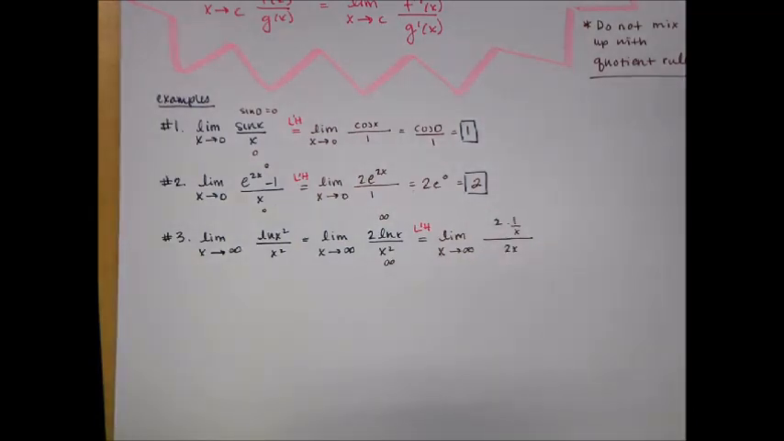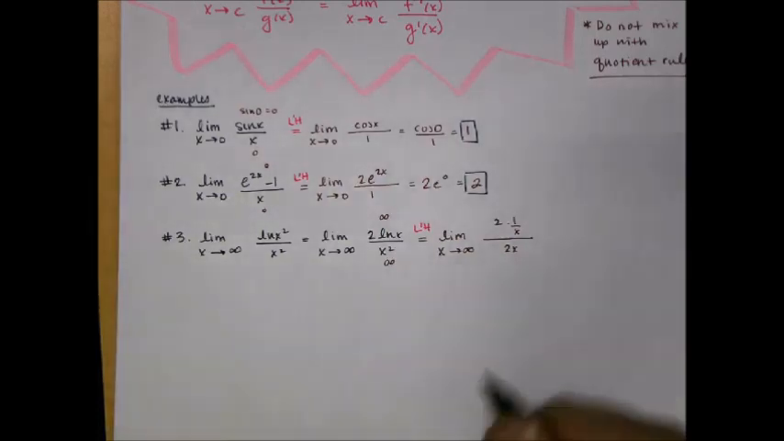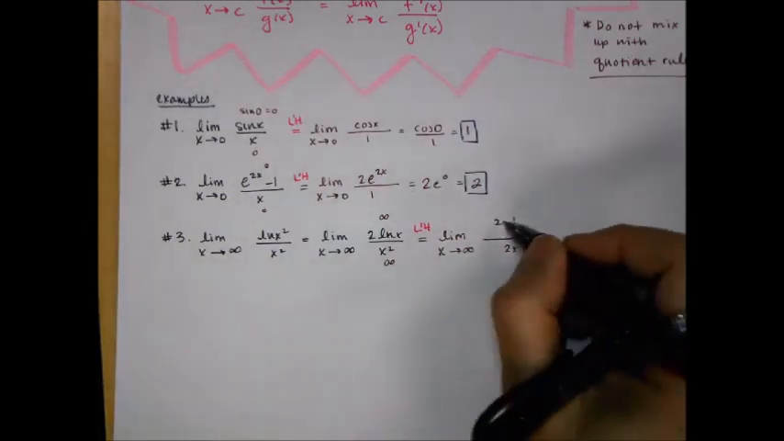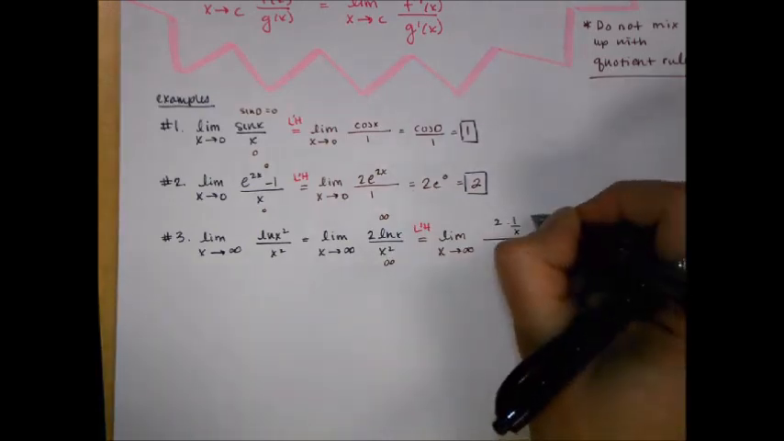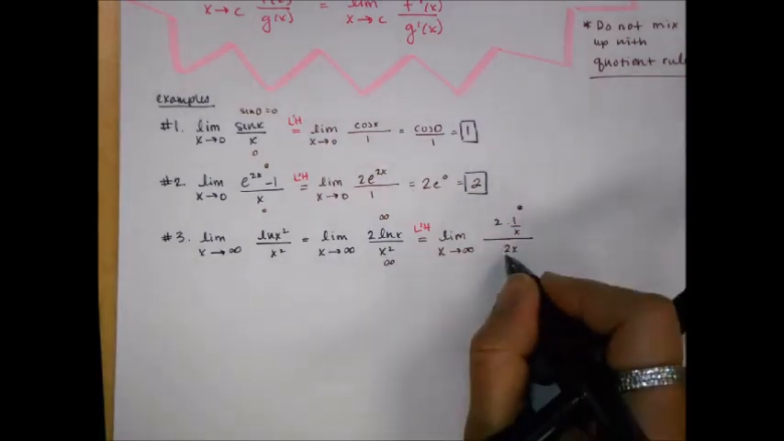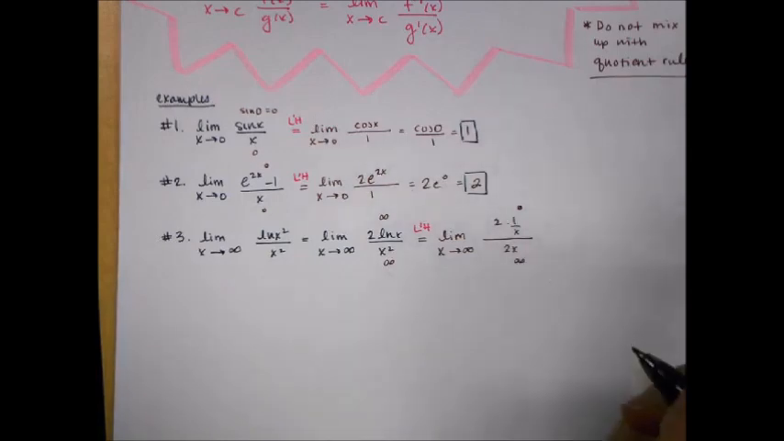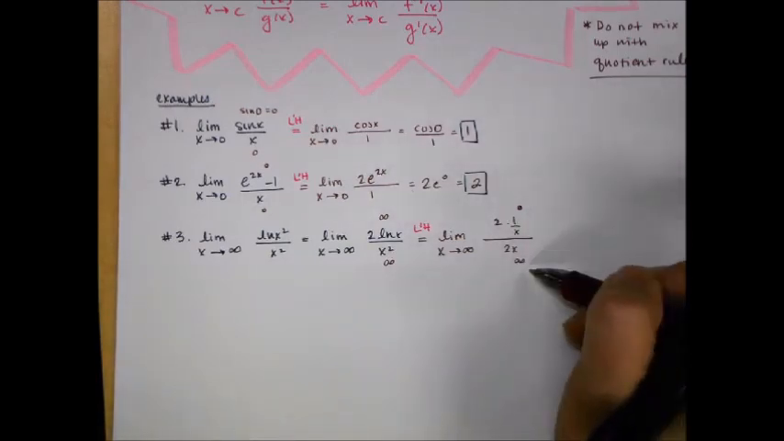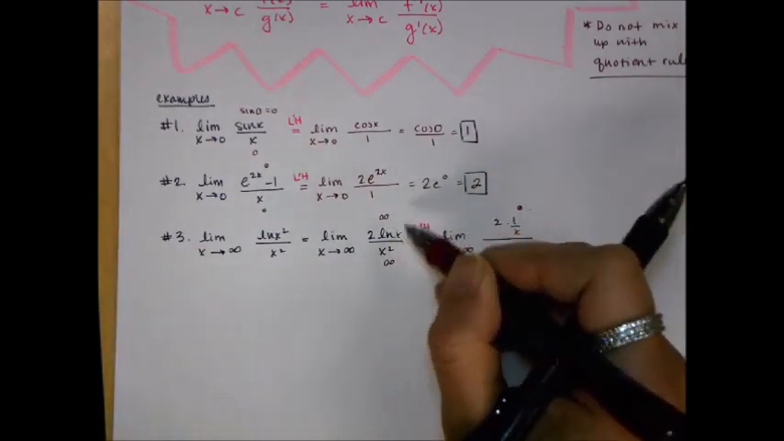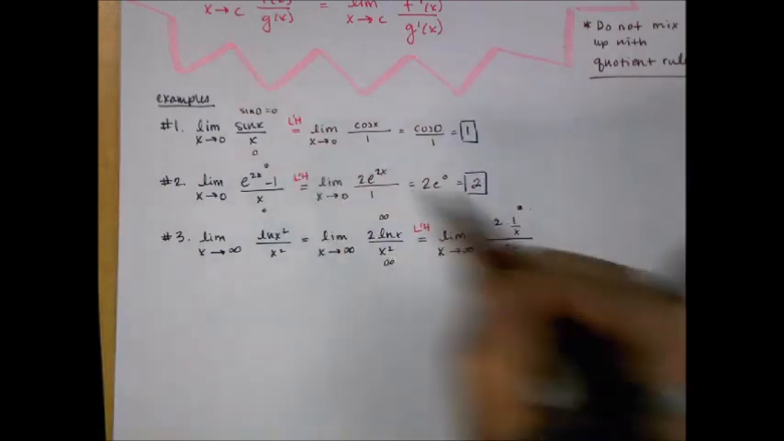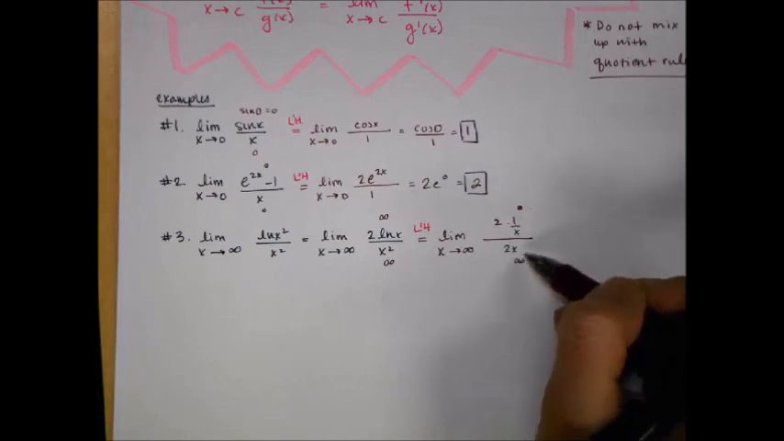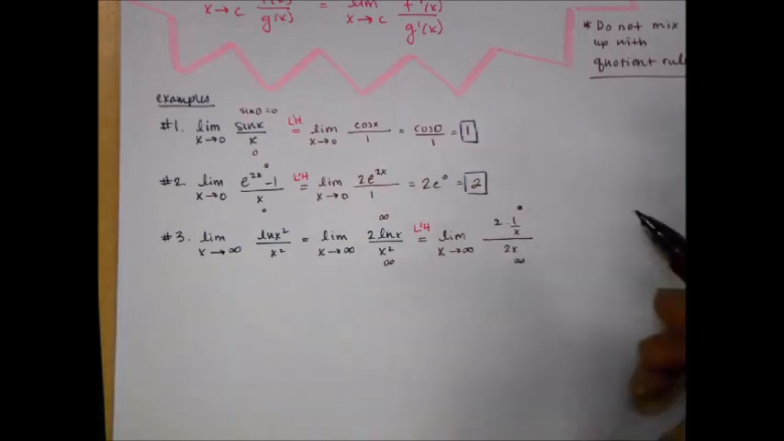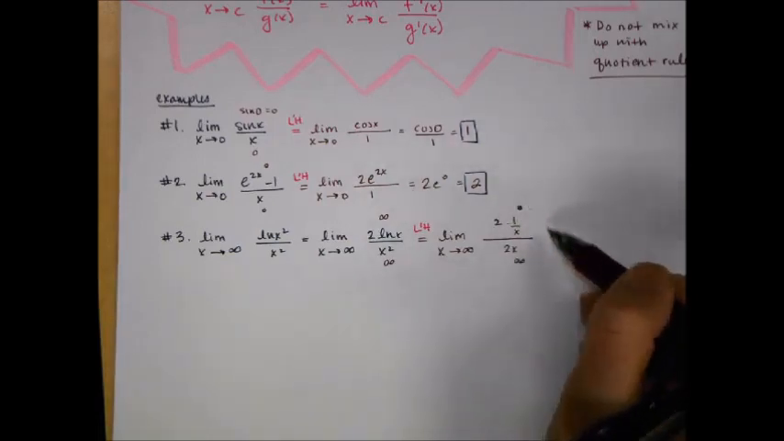If we plug in our very big number now, 2 divided by a very big number becomes 0. 2 times a very big number is a very big number. This is not indeterminate. Only infinity over infinity or 0 over 0. They have to match. 0 over a very big number. So this is a bottom heavy limit.